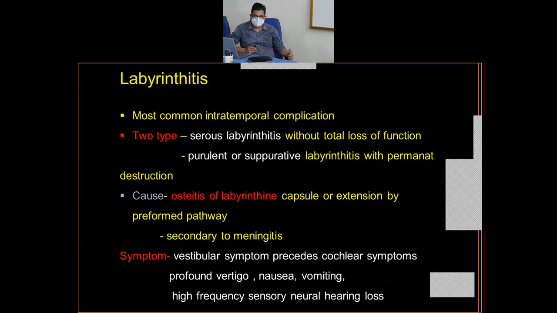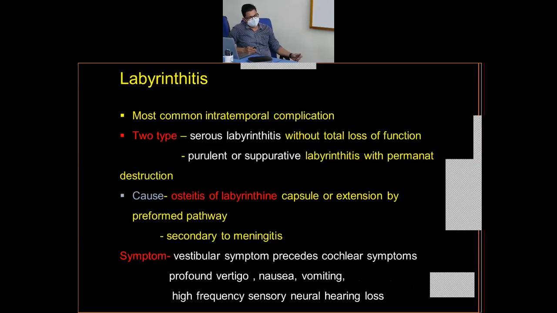A patient is having meningitis due to some hematogenous spread of infection from other diseases in the body. From the meninges there are connections. There are lots of blood vessels going from the inner ear to the brain, so the infection from the meninges may come to the labyrinth and cause labyrinthitis. That is secondary to meningitis. But we are not discussing that here. We are discussing the complications of CSOM.